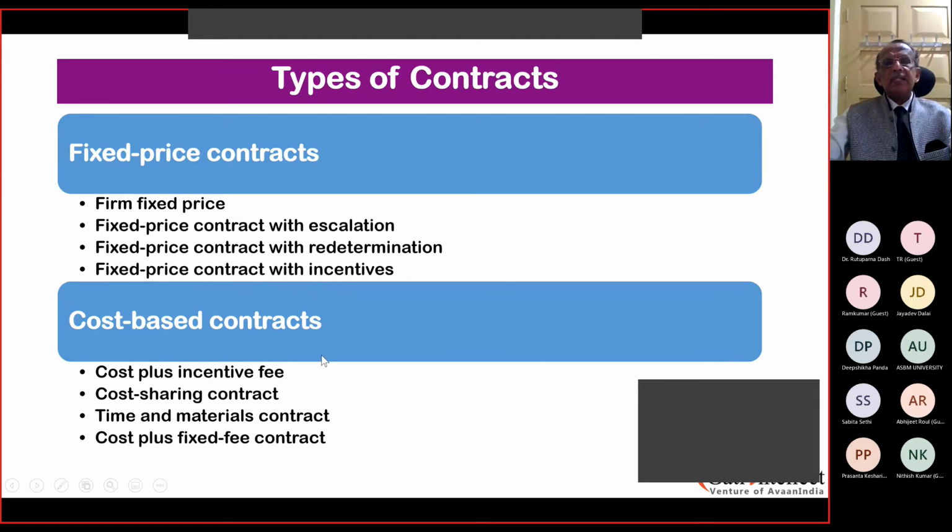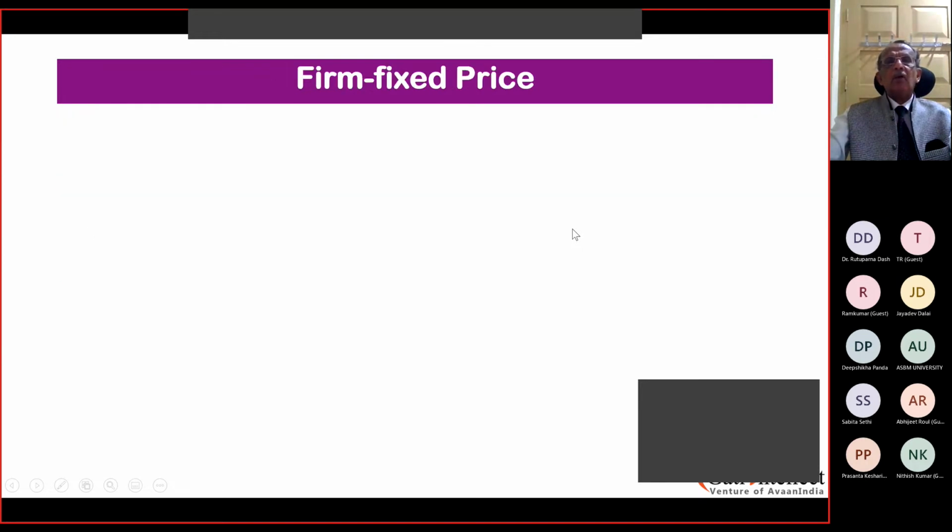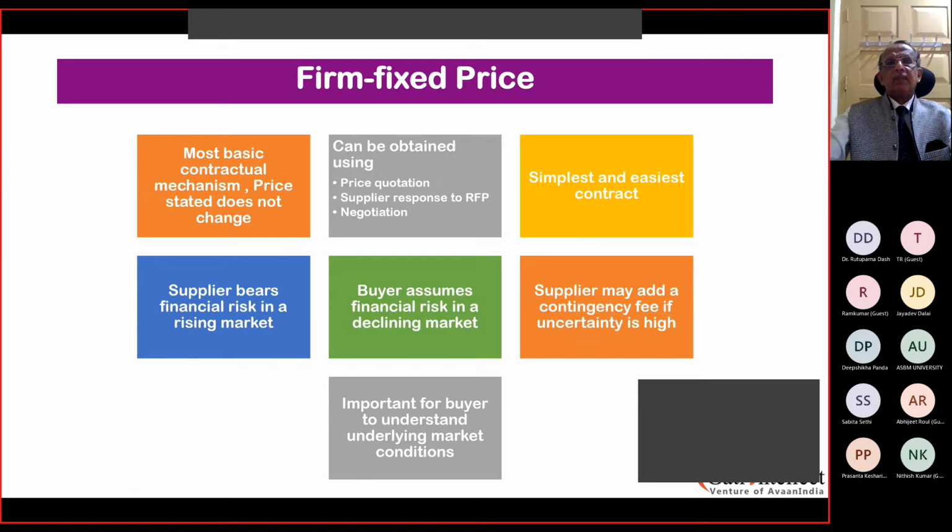So let's see these things separately, then we will understand better. Fixed price, firm fixed price. This is the simplest thing which any buyer wants from a supplier. No price increase, the prices are fixed. Prices do not change. It can be obtained through price quotation, supplier response to RFP. It is the simplest and easiest contract.